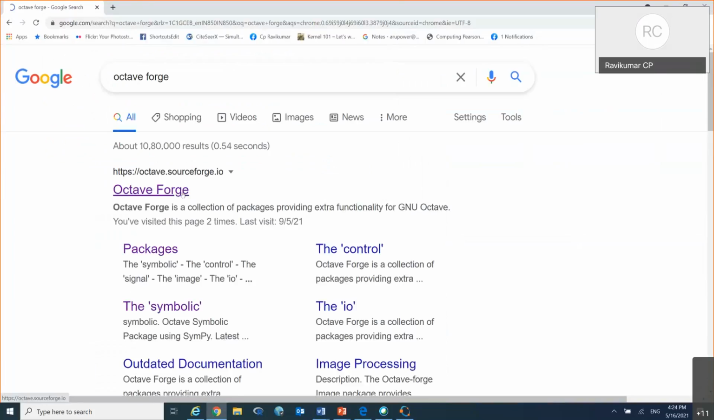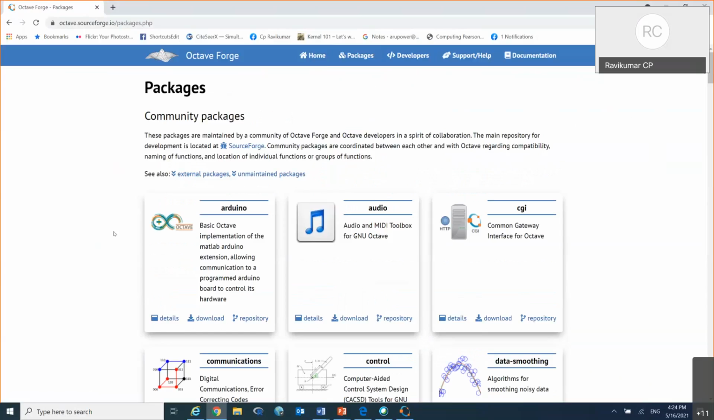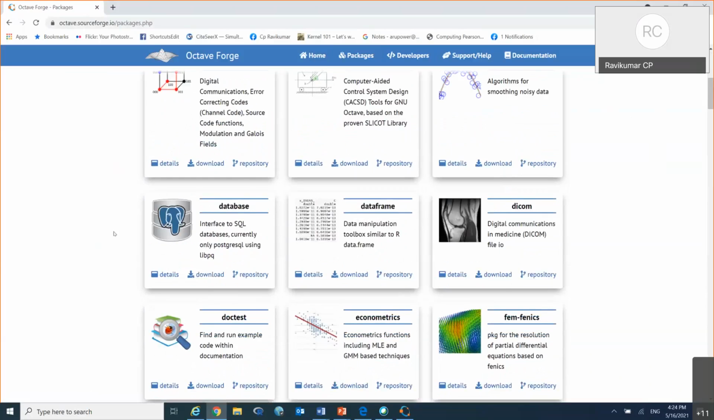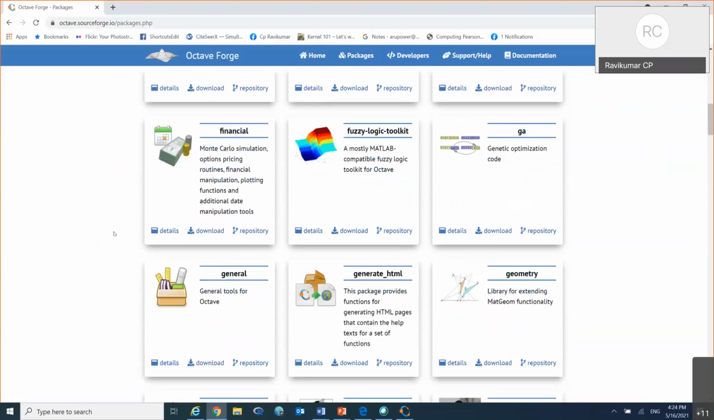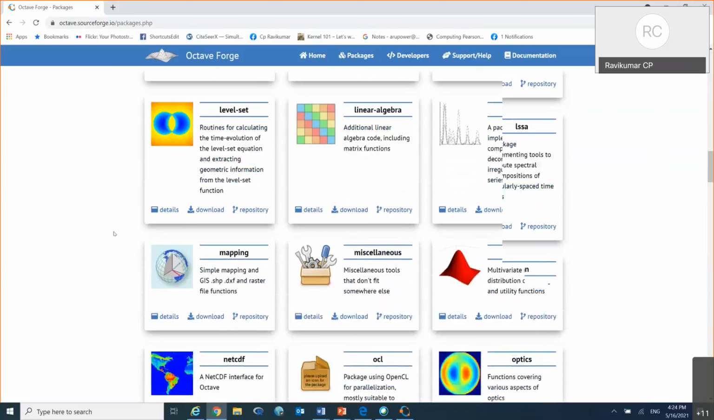Right? This is a very nice website. So you may know that MATLAB provides a lot of these packages or toolboxes. The same thing is true here. They have provided a lot of packages for communications, control, and so on. I have not installed all of them; I have installed a couple of them to illustrate. So let us start with maybe the symbolic package, which I installed.